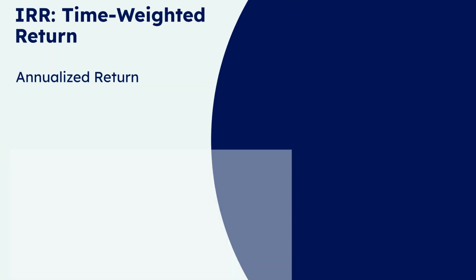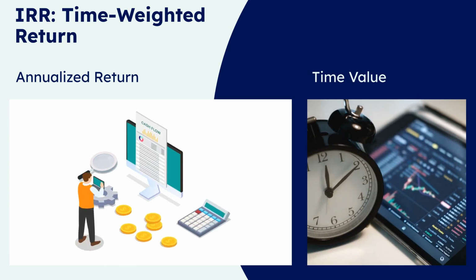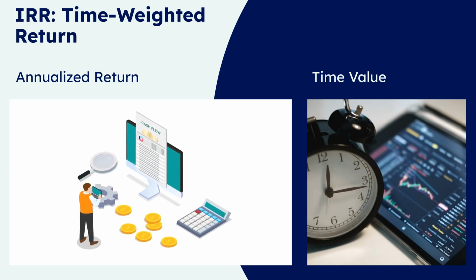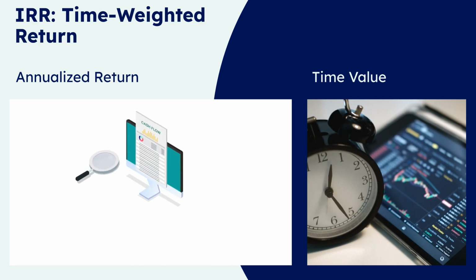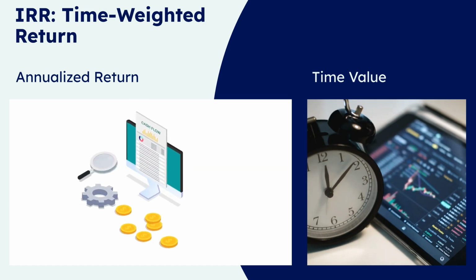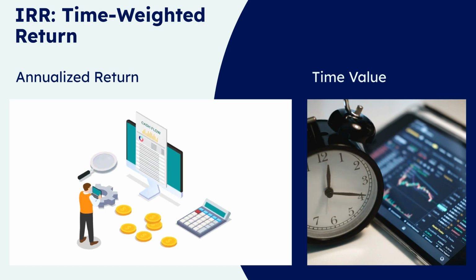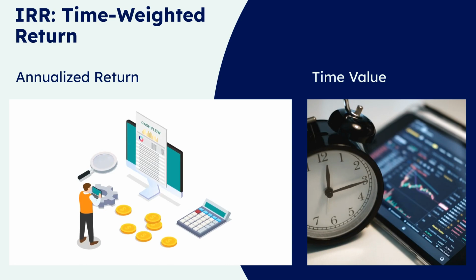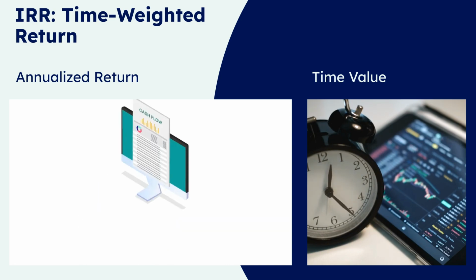Finally, IRR, or internal rate of return, is perhaps the most widely cited metric, and it accounts for the time value of money. It's the annualized effective compounded return rate that makes the net present value of all cash flows, investments in and distributions from the fund, equal to zero. In simpler terms, it's the discount rate that balances the fund's inflows and outflows over time, giving you a percentage return that considers when money was invested and when it was returned.